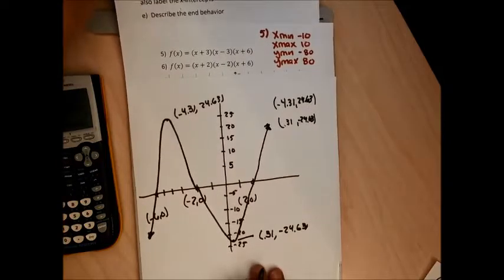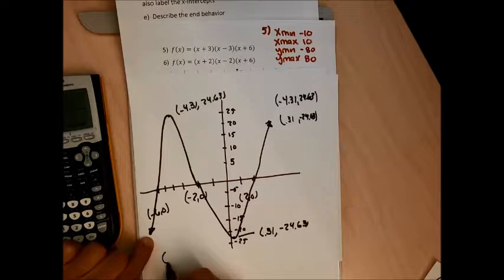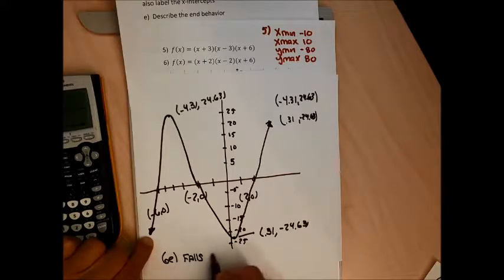Moving on to part E, the end behavior. This arrow points down, that arrow points up. So for 6E, for this arrow, I'm going to say it falls to the left. And for that arrow, I'm going to say it rises to the right. And notice I got rid of the words "to the."